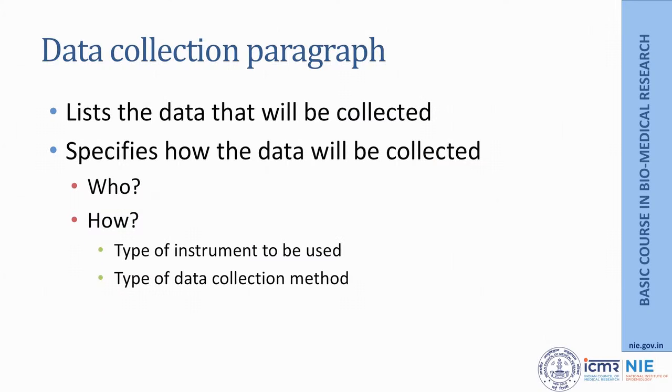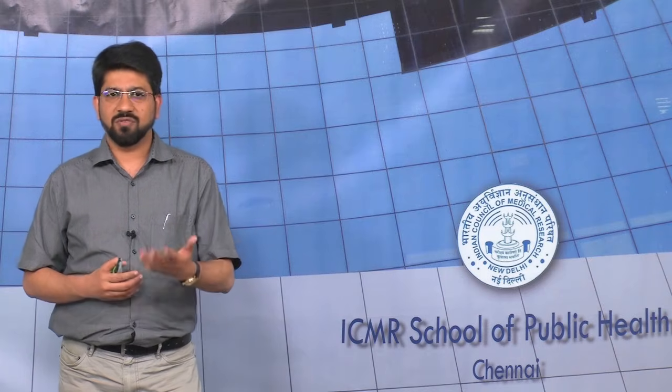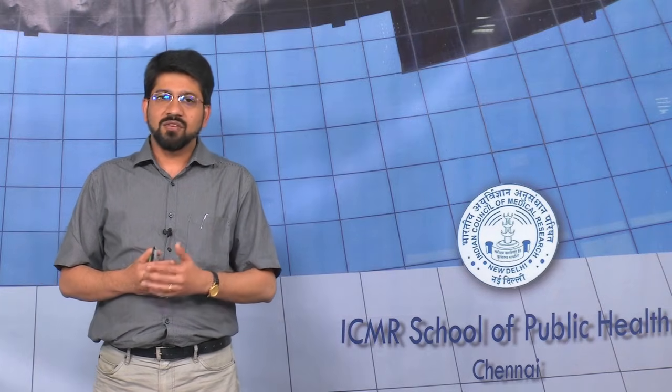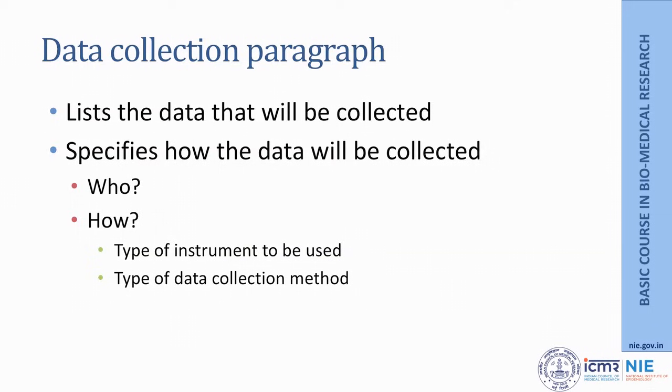Following the sample size paragraph is the paragraph on data collection. There would be two sections to this paragraph. One part is what is all the kind of data that you are going to collect, whether it is socio-demographic characteristics, the individual characteristics of the study participants, their clinical histories, the signs and symptoms, and so forth. Secondly, you would also need to specify how you are going to collect this data.